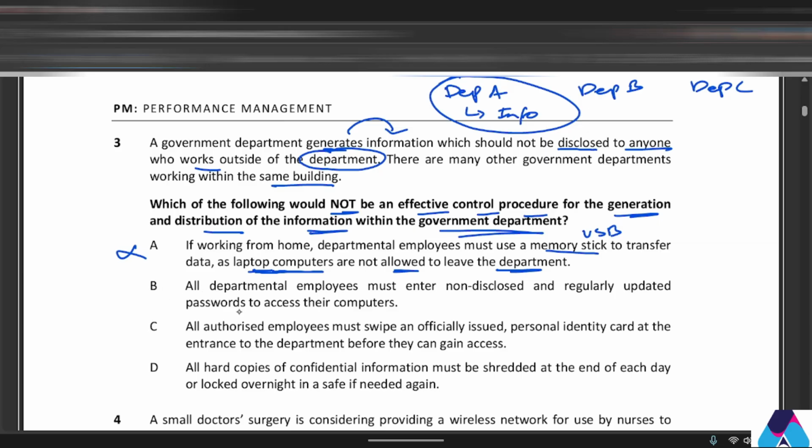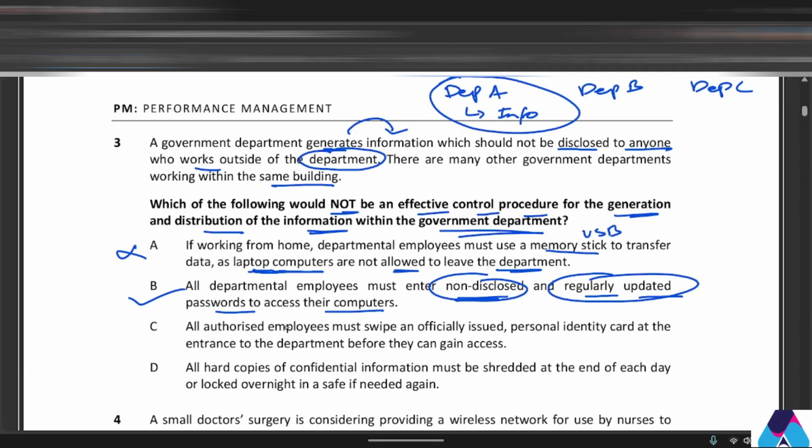Now part number B, as we were reading, says all departmental employees must enter a non-disclosed and regularly updated password to access their computer. Now this is a very effective control procedure, that they are asking the departmental employees that you cannot access their computers unless you enter the password which is non-disclosed and regularly updated. So this is an effective control, obviously, right?